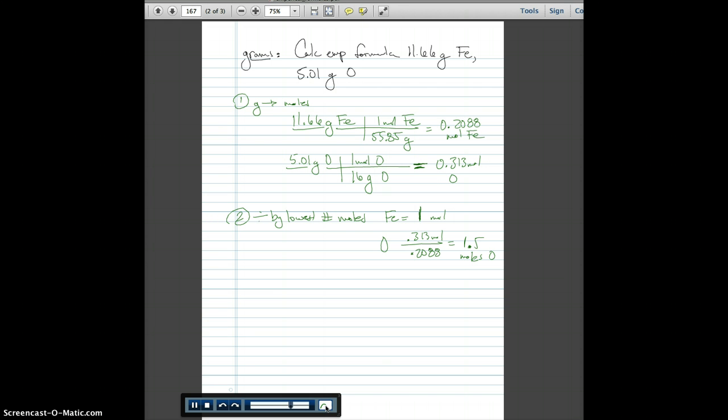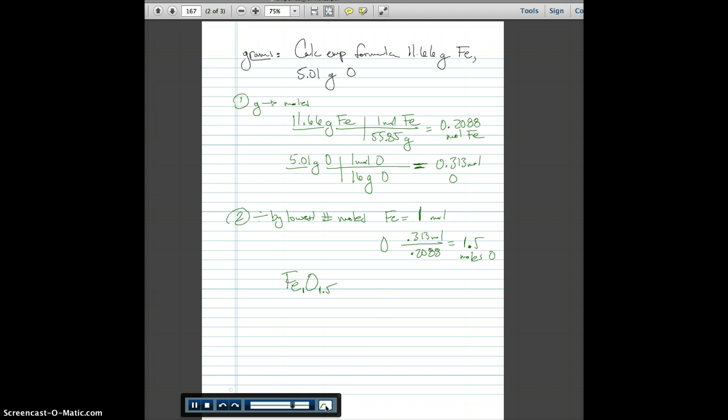And so that gives us our empirical formula of FeO1.5. And as you know, that is not a valid empirical formula because it's not the lowest whole number ratio. So anytime we come across this and we have a decimal, let's make an assumption here. We know Fe is 1, so I'm going to go ahead and put a 1 in there.